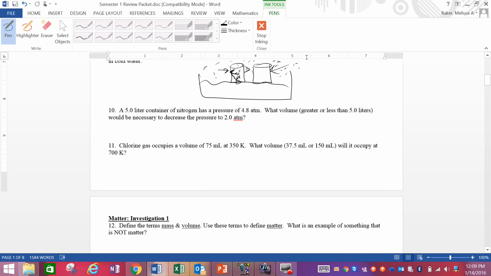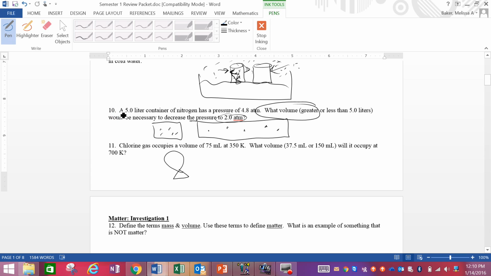Number 10. A 5-liter container of nitrogen has a pressure of 4.8 atmospheres. What volume, greater than or less than, would be needed to decrease the pressure? If you want to have these particles collide less often, you need to increase the volume. Now they can spread out and they'll collide less often, lowering that pressure. So the volume needs to be greater in order for pressure to go down.